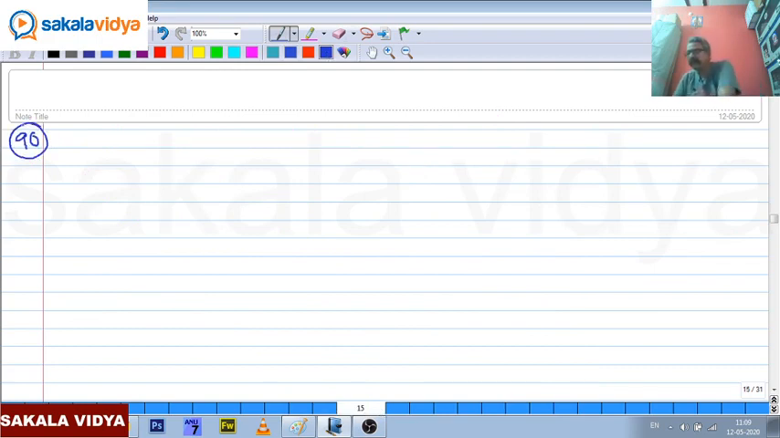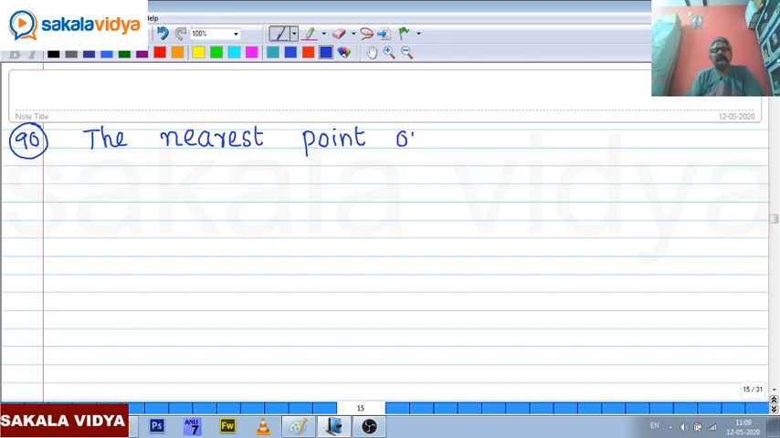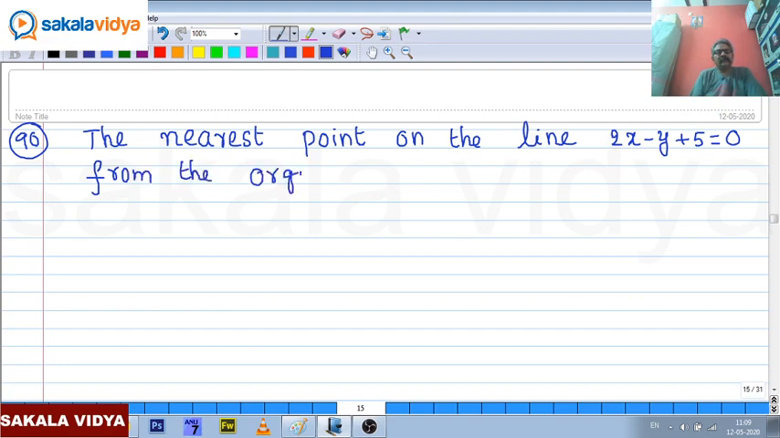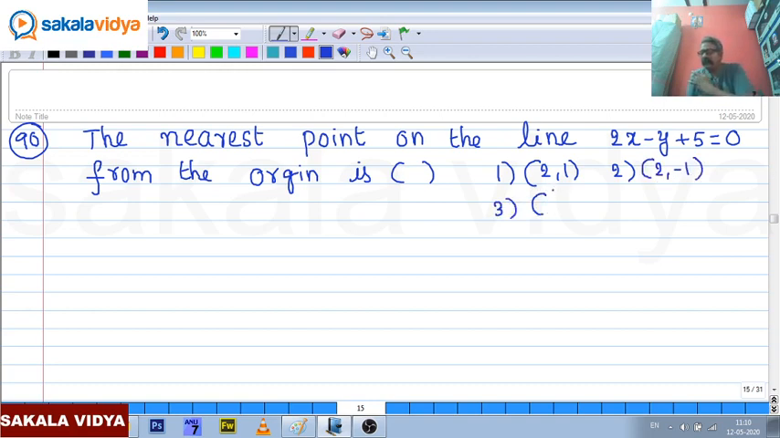So question number 90. The nearest point on the line 2x minus y plus 5 is equal to 0 from the origin is: first option, (2, 1); second option, (2, minus 1); third option, (minus 2, 1); fourth option, (0, 5).